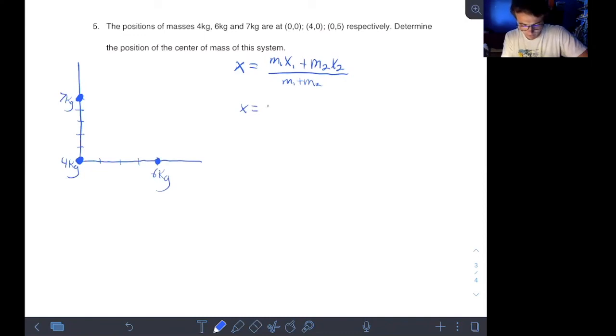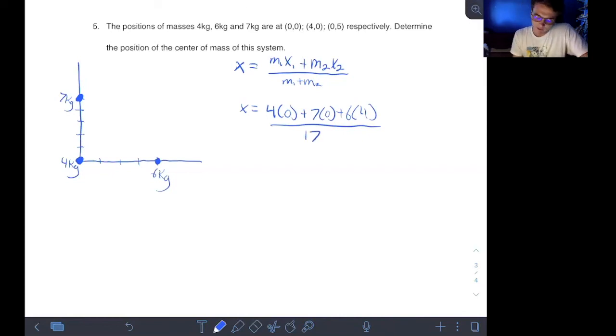So when we break up the x coordinates for all these ones, the x coordinate for 4 kilograms is what? It is 0. Okay, cool. So plus the x coordinate for the 7 kilogram is 0. Yes. And then 6 is 4. Divided by, and when you add up all these masses, it should be 17 kilograms. Right. And then that gives us our x coordinate when you do all the math. It's 1.41.